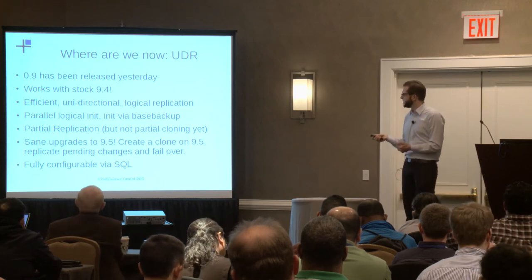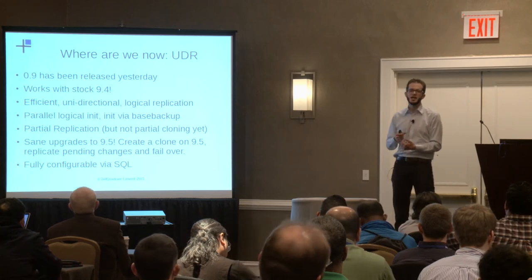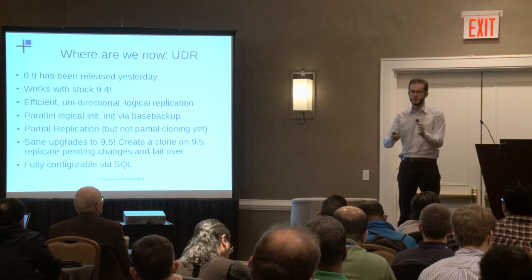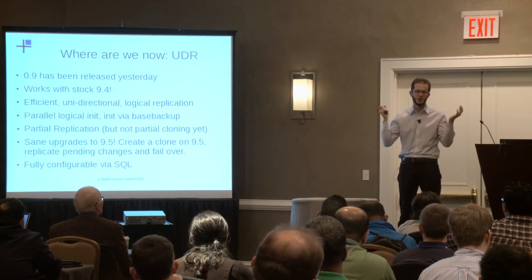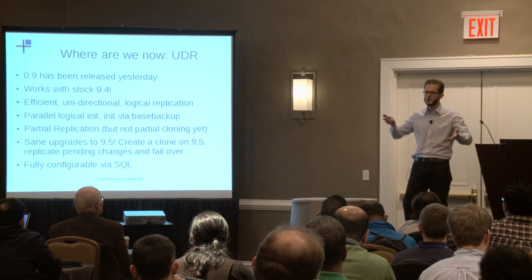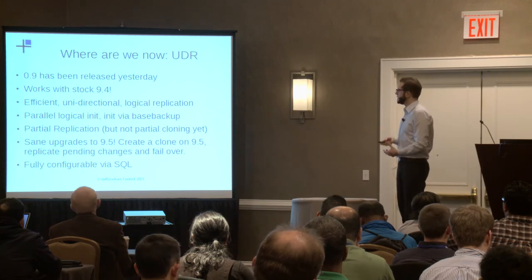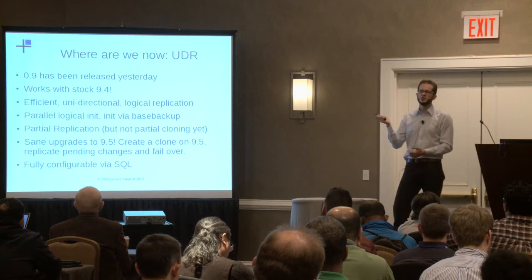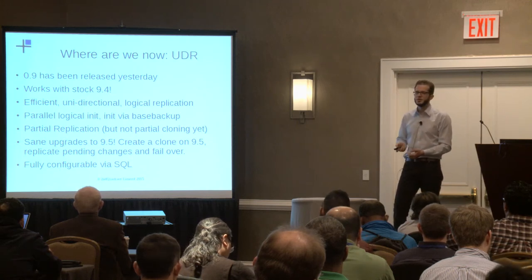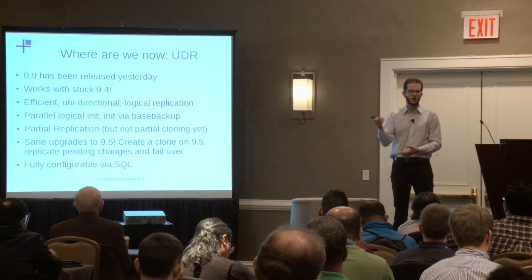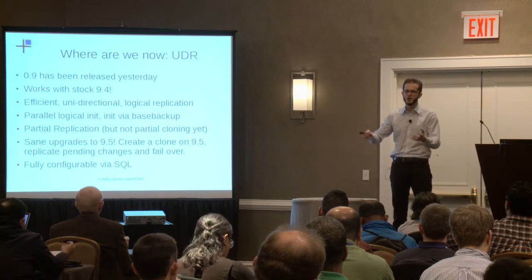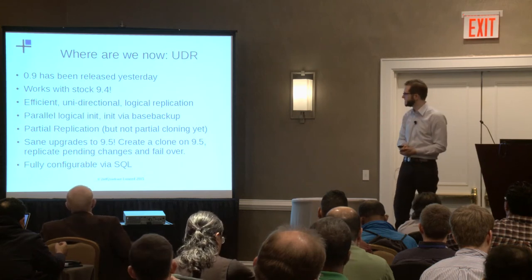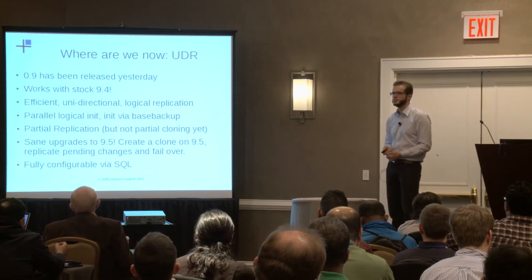What we also have is partial replication. You can say, I don't replicate changes to some table, because it's the log table and I only want that locally, because it has too high volume. What we don't do, unfortunately, in 0.9 is, if you say, I don't replicate changes to those tables, it will still copy the tables initially when you create the clone. So we'll have to add some more work there to not do that.